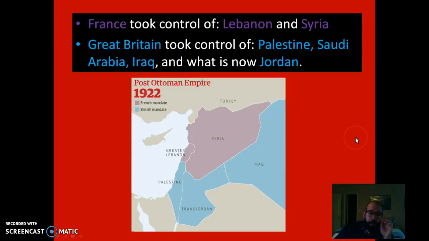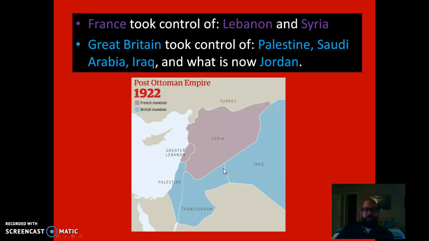Here you can see another map. Yeah, here you can see 1922. The French have Syria and Lebanon, and the British have Palestine, Jordan, and Iraq. Okay? So they got control of these lands, and you see how they have these borders here.